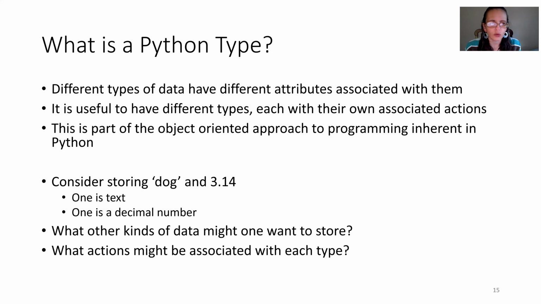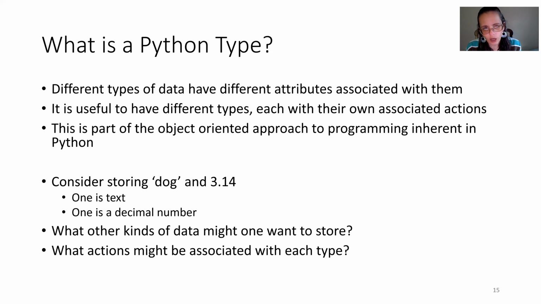So consider storing dog and 3.14. Dog, being in quotes, is text, and the other is a decimal number. Does it make sense perhaps to have different kinds of variables to store these different things? Would you think maybe you'd want to do different things with a piece of text versus working with 3.14? Of course. So Python is really well set up to do these various things. For example, think about what kinds of data you might want to store. Could you think of another kind of data, and what kind of actions might be associated with each type?